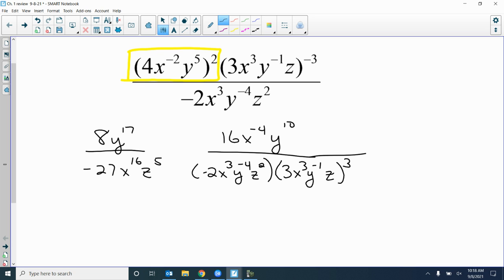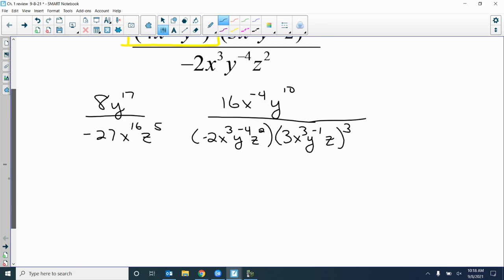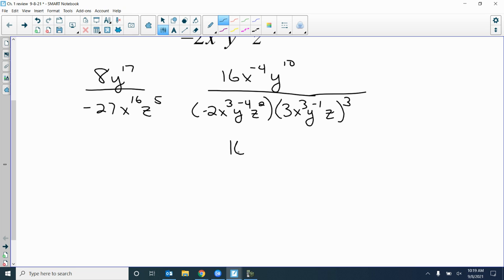Someone move that down, make it to the third power. Since you already have that expression down there, I'm going to put it in parentheses because you're going to have to multiply those two together. I'm going to cube it first, though. So 16 x to the negative 4, y to the 10th.